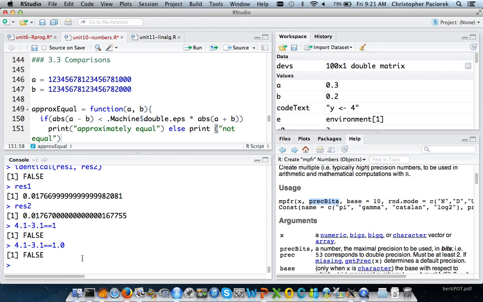So 3 is 2 to the 0 plus 2 to the 1. So you're saying it's 0 point. Wait, how do I do this in base 2? 4 is 100. Oh, right. Okay, that's what I was getting at. So 4 is 100, and 3 is 011. Yeah. Okay, so we could do that subtraction exactly.